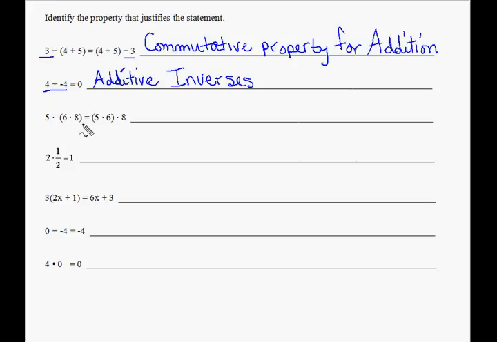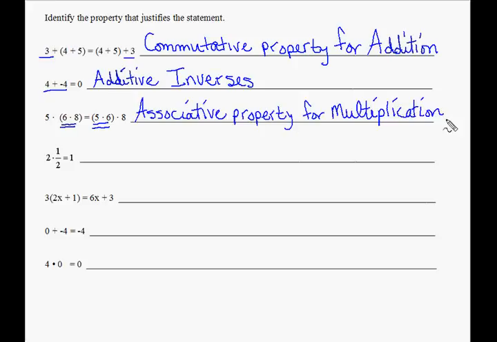5 times 6 times 8 is equal to 5 times 6 times 8, with different groupings. Well, here if you notice, inside our parentheses was 6 and 8, and now inside the parentheses is 5 and 6. That really is the associative property when you regroup what you're multiplying or what you're adding. And in this case, again, we have to state the operation, which is multiplication.